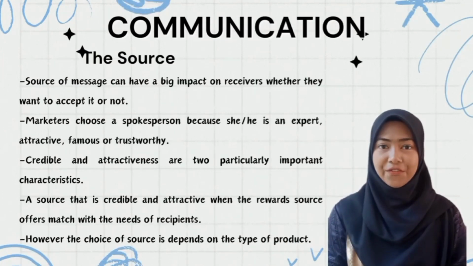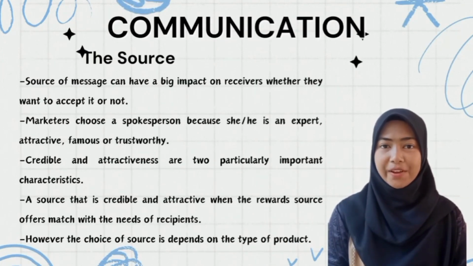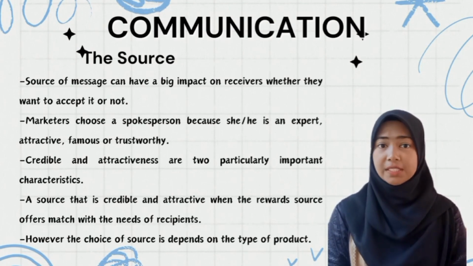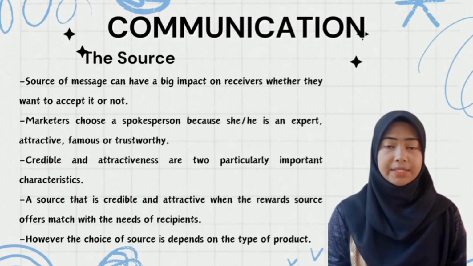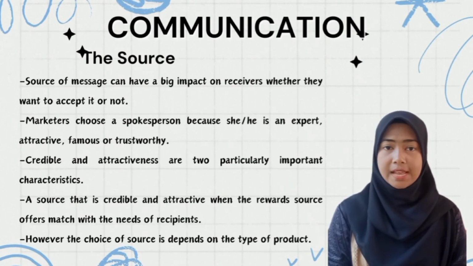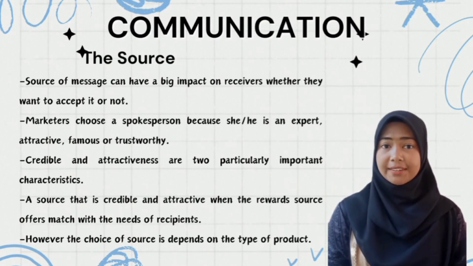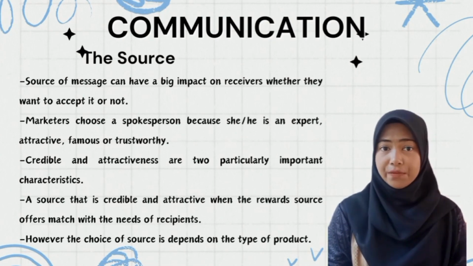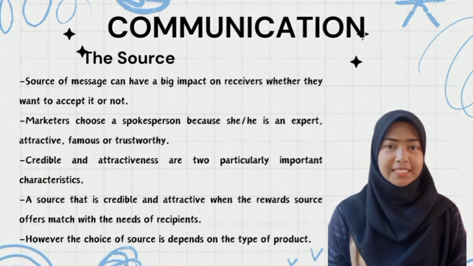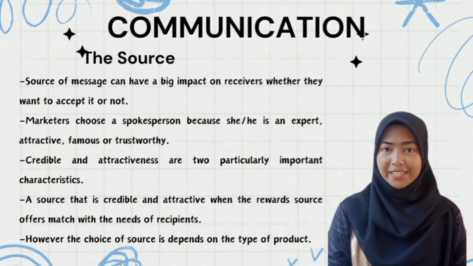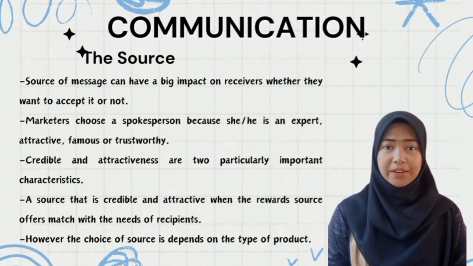The source of a message can have a big impact on whether receivers want to accept it or not. Marketers choose a spokesperson because she or he is an expert, attractive, famous, or trustworthy. Credibility and attractiveness are two particularly important characteristics. A source is credible and attractive when the rewards the source offers match the needs of recipients. However, the choice of source depends on the type of product.